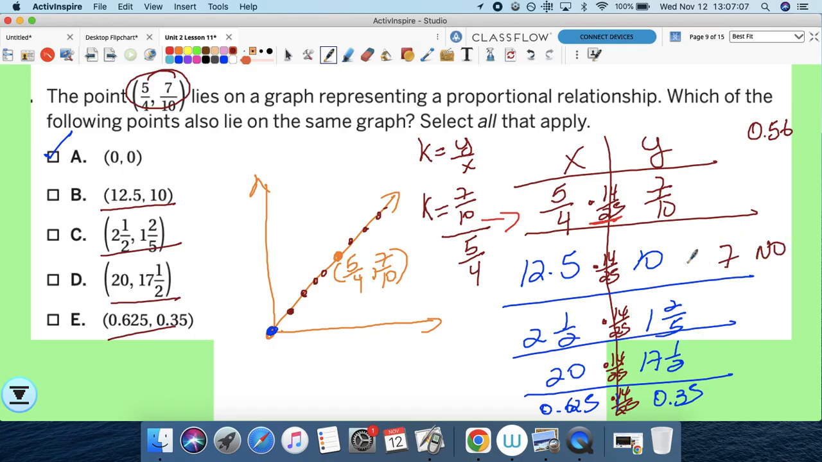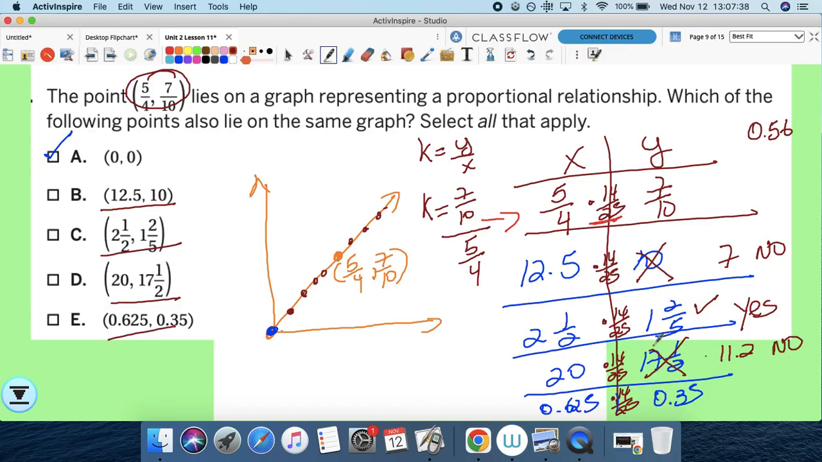Second one, 2.5 times 14/25, is that equal to 1 2/5? Yes. This one is a yes. But this won't work. 20 times 14/25, is it 17.5? No, it's actually 11.2. So that's a no. This is wrong.